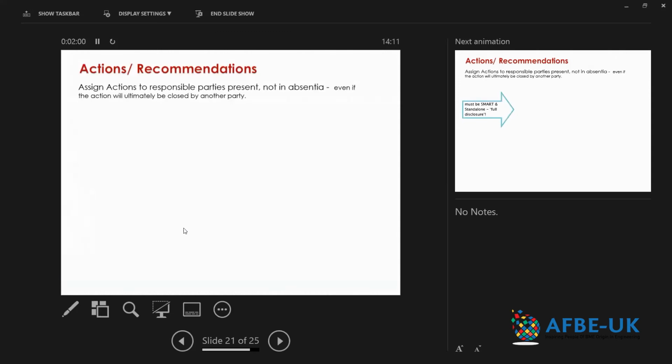Next, actions and recommendations, which is quite important. The focus here for me is how those actions and recommendations should be framed. The first bit is that they must be SMART: they must be specific, they must be measurable, they must be achievable, they must be realistic.